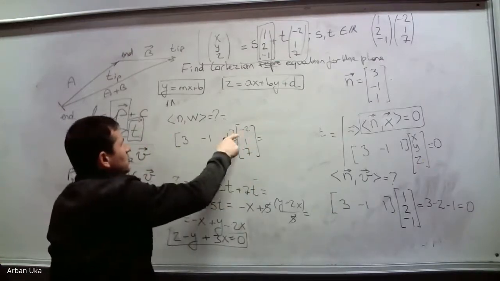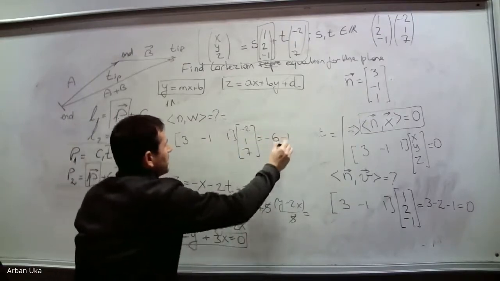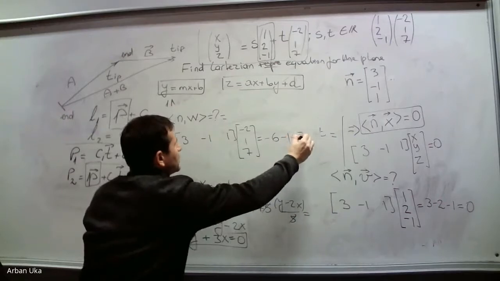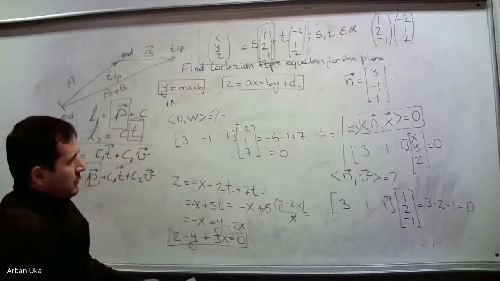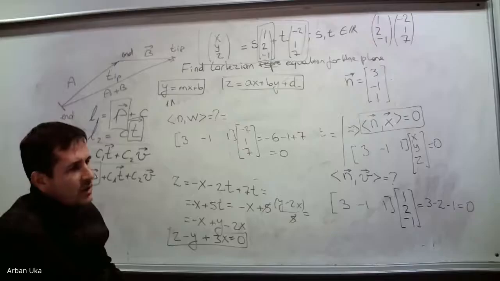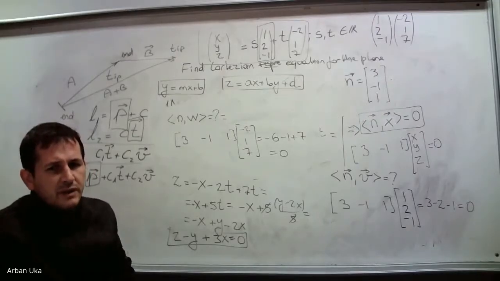3 times minus 2 is minus 6, right? Minus 1 plus 7, you get 0 again, right? Why do we get 0 here again? Because it's a Cartesian... Does it happen because it is the unit vector? No, they are not unit vectors, because unit vectors would have a length of 1. We said that those vectors span the plane. Yes, correct. That is why we get 0 every time.